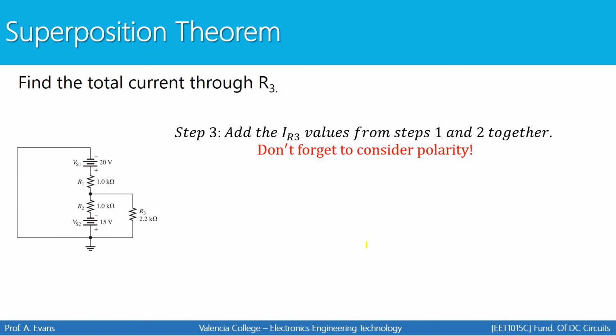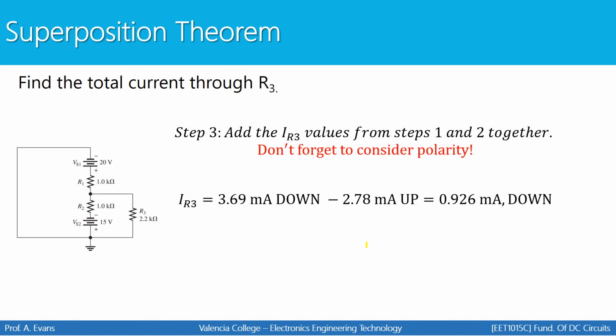Our last step is to add our values for IR3 together. Don't forget to consider polarity. So we had 3.69 milliamps going down from step 1, 2.78 milliamps going up from step 2. So when I subtract those, because they have opposing polarities, we get a total of 0.926 milliamps going down. And that is how we apply superposition to a circuit that has multiple sources.